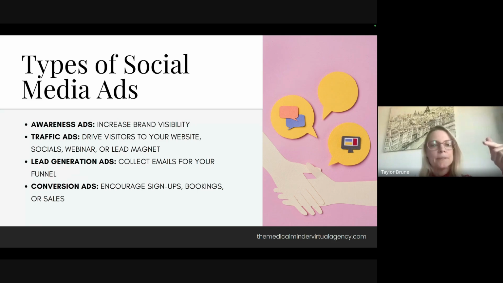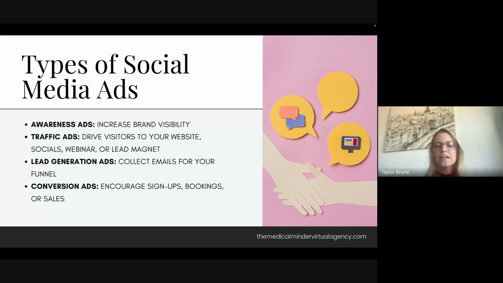And then you take it a step deeper into lead generation ads. This is where the conversion goal is set for converting cold leads into warm leads into your funnels. This is where you can collect your emails and phone numbers and have them sign up for discovery calls, those types of ads, like after a webinar. And then we have the sales ads, the conversion ads. This is where it encourages signups, bookings, and sales.